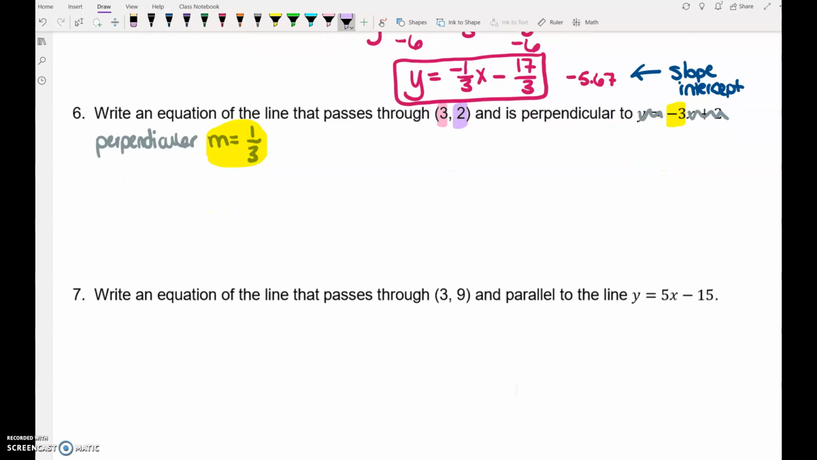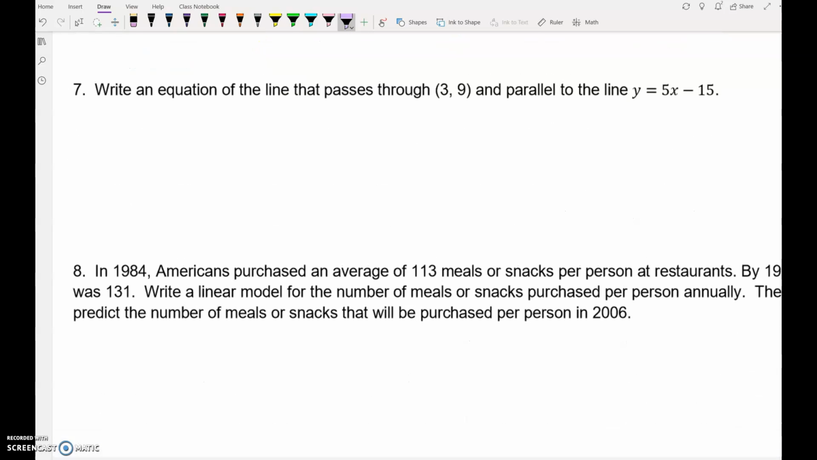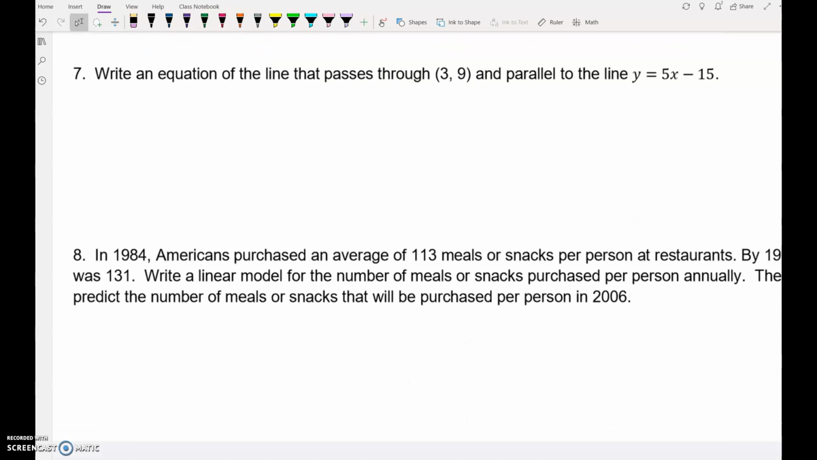Let's go straight down to number 7 with the parallel slope, just so that we've done one of those. Same type of problem. We want this to pass through the point (3, 9). We want it to be parallel to y equals 5x minus 15. What's the slope of y equals 5x minus 15? 5. And what does parallel mean? Same slope. So we are going to use m equals 5. That's the slope that we are going to use.